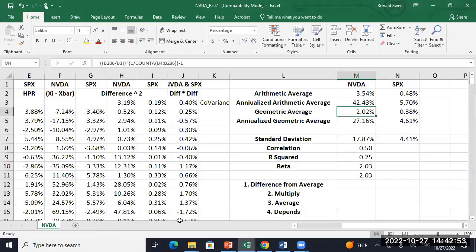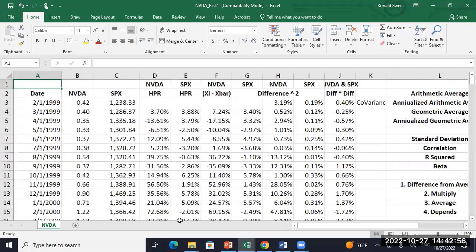What we're saying with correlation, so here's the xi minus x bar. So there it is for NVIDIA. On that first month, they made negative 3.7, and negative 3.7 minus the average gave you negative 7. S&P, their average was 0.38%, so they made 3.88 minus 0.3. So what you're looking at with correlation is you have a negative number and a positive number. So that's going to give you a negative number there. Same thing here. Here you have two negative numbers, so that's going to give you a positive number.